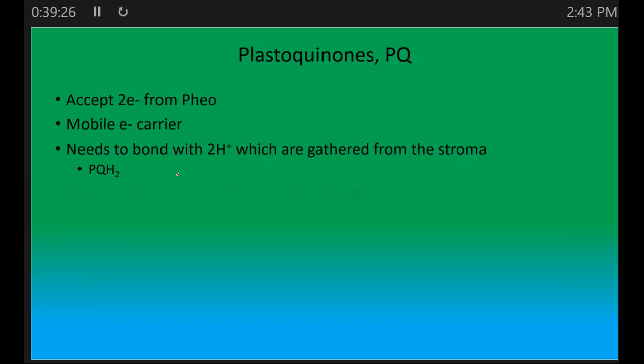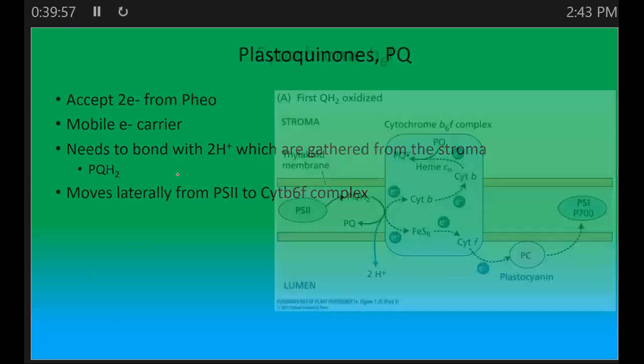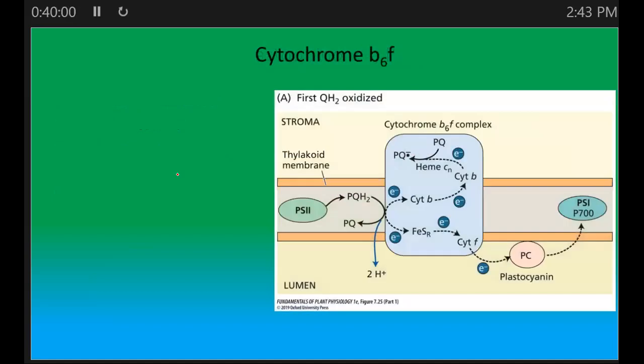I'll explain more. Once that PQH2 is formed, then it breaks free from photosystem 2. It releases off and it starts moving laterally through the thylakoid, and its goal is to find a cytochrome B6F. That's what it has to reach because that's the next player in the game that's going to need to get those electrons. Okay, so this PQH2 moves laterally, hopefully bumps into cytochrome B6F. So that's what you're seeing here.